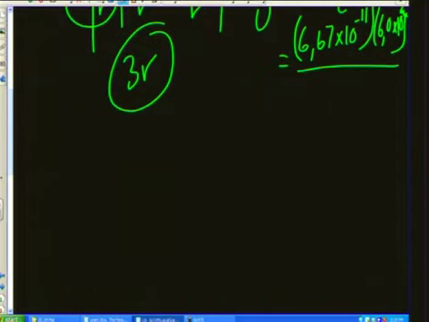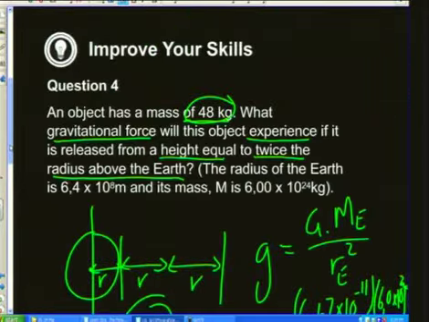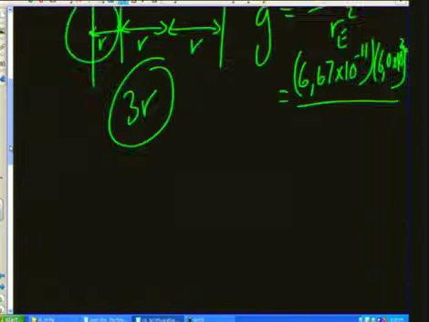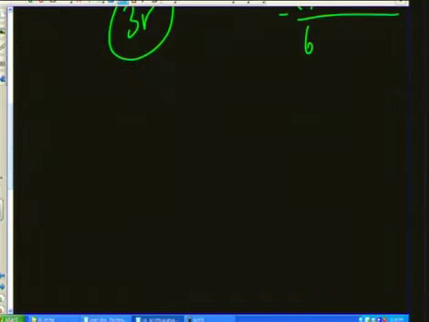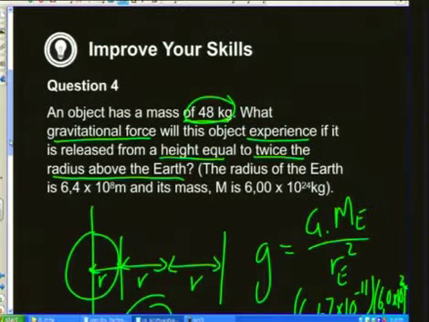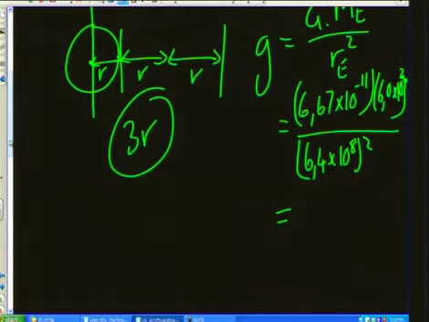And I'll move it now. And then the radius is 6,4 times 10 to the 8. Don't forget to square. I hope I can leave that for you to solve. But hold on, I've made a mistake. It must be 3 times that, because it's 3 times the radius.